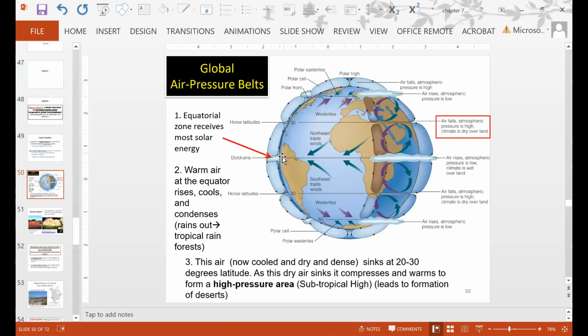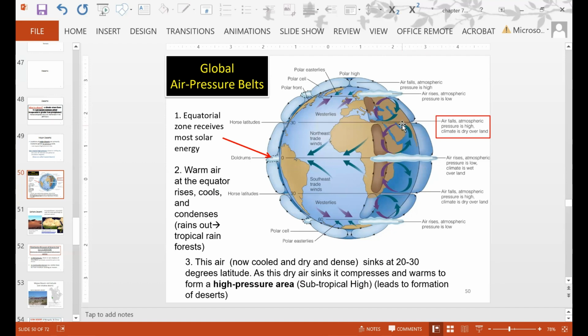And then now this dry, cold air that is up here is going to sink at around 20 to 30 degrees latitude. So the air is going to sink. As air sinks, it compresses and gets warmer. So here you have air falling, and that gives you what's called a high air pressure system. Where air sinks, it's a high pressure. Where air is rising, it's called low air pressure.